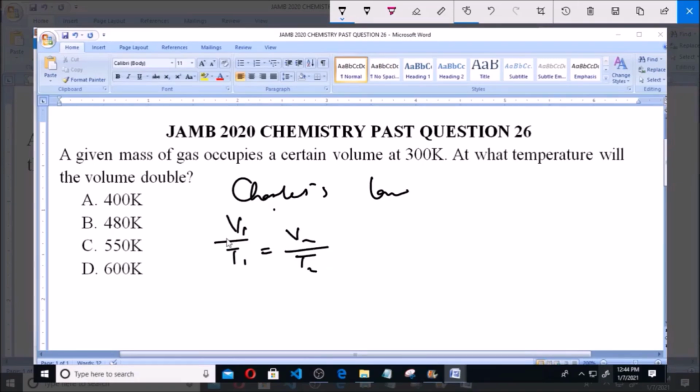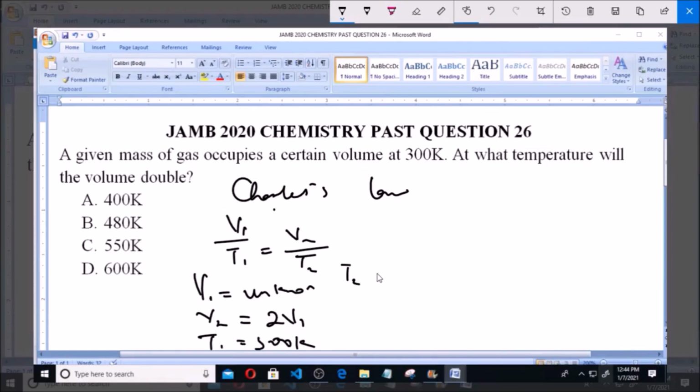Now V1 is unknown and V2 is equals to 2 V1. From the statement, they say at what temperature would the volume double? Simply means that the V2 will be equals to twice the V1. Then T1 is given as 300 Kelvin and T2 is unknown.